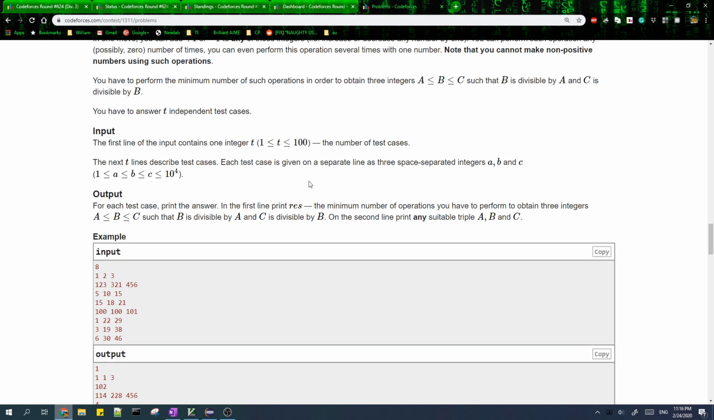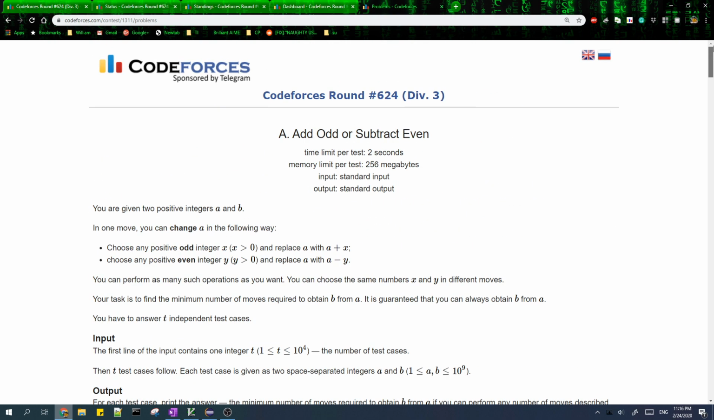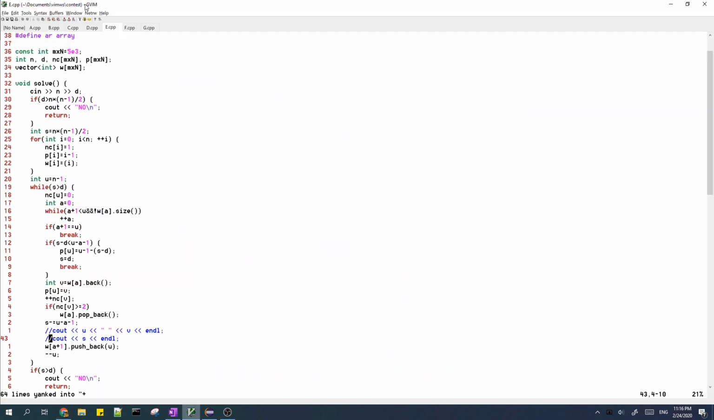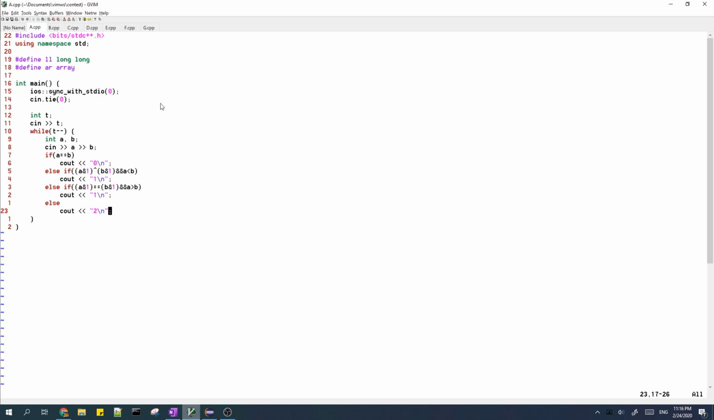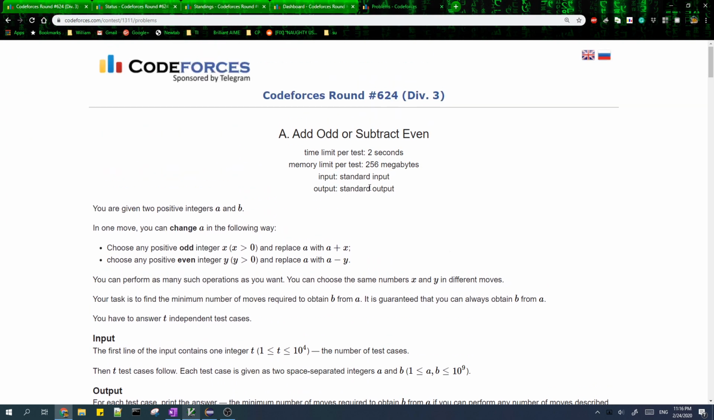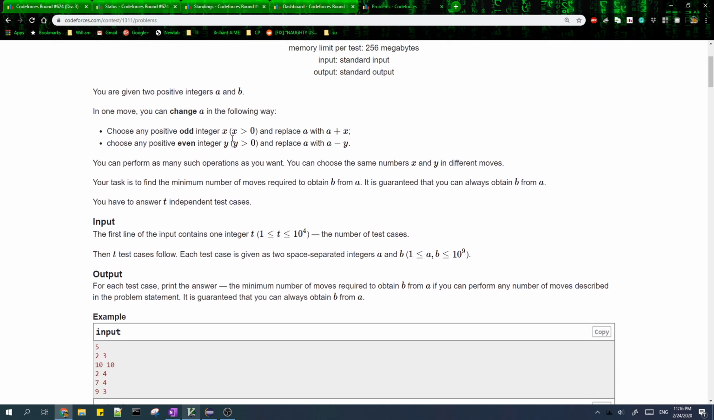So anyways, time for the solutions. So for A, you basically just need to do some casework. You think that it seems that you don't need too many operations in order to get from A to B. So that's why it seems like casework.